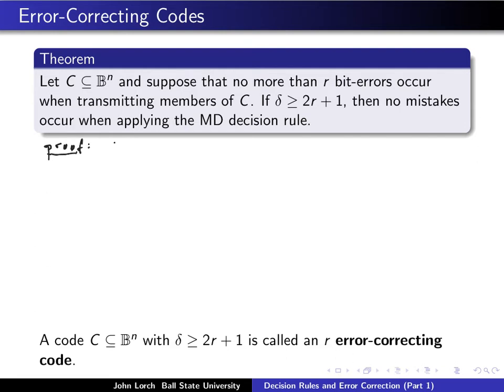So let's suppose we have a code word, C, and that's transmitted through our channel. And meanwhile, let's suppose that string Z is received.